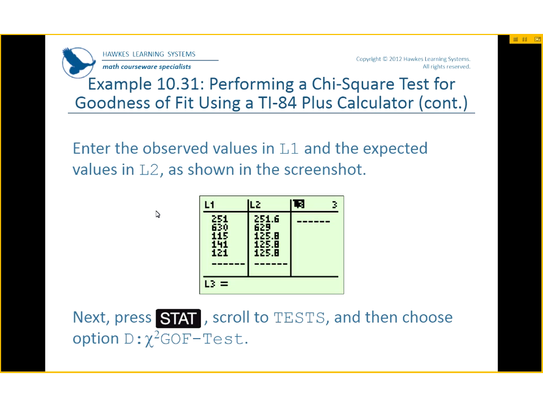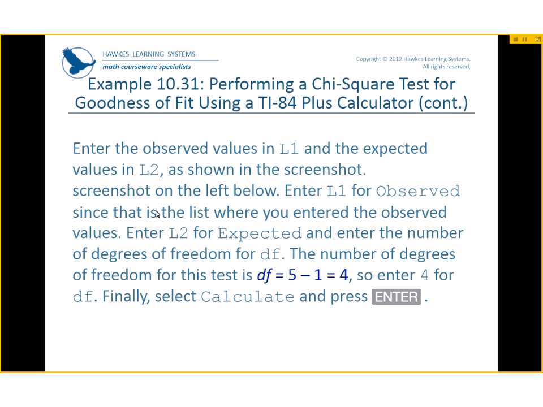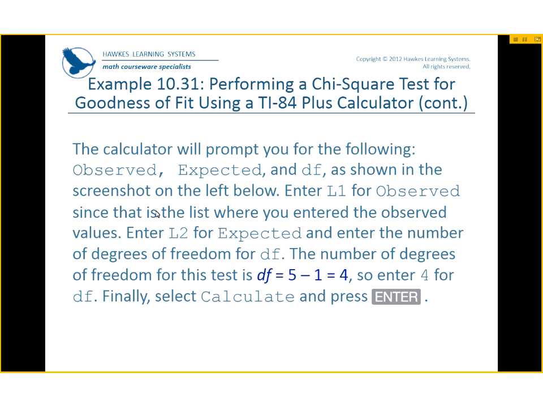Okay, from here go Stat, go over to Test, and scroll down past number 0. Then you'll see A, B, C, D. Go to D, hit Enter. Observed is going to be L1, which is correct. Expected is going to be L2. For DF, you need to change that because your default might say 5. You need to change that to 4 because 5 minus 1 equals 4. Go ahead, select Calculate, and then hit Enter.